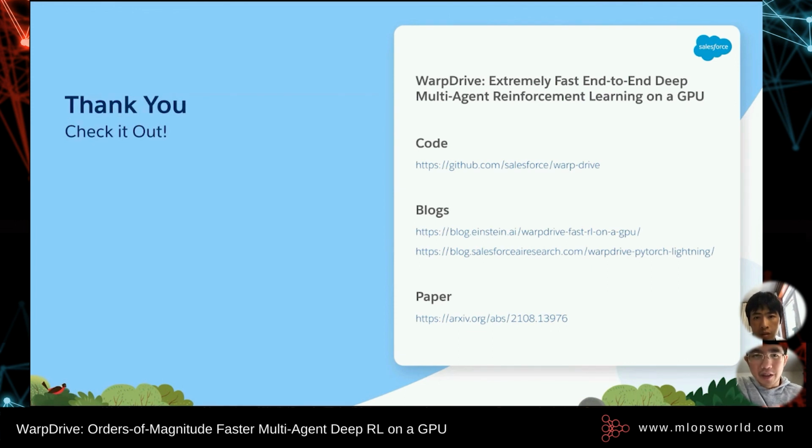Our code is on GitHub. Go to github.com/salesforce/warpdrive. Everything is there. It also includes a number of example simulations. As I mentioned, the attack environment and the COVID environment are there. We have an economics simulation framework there too that we've used for our own research. And as I mentioned, hopefully very soon, the climate change and climate economic simulations will be available too.